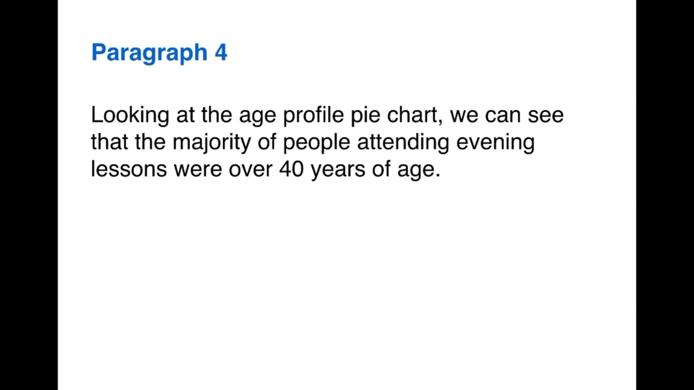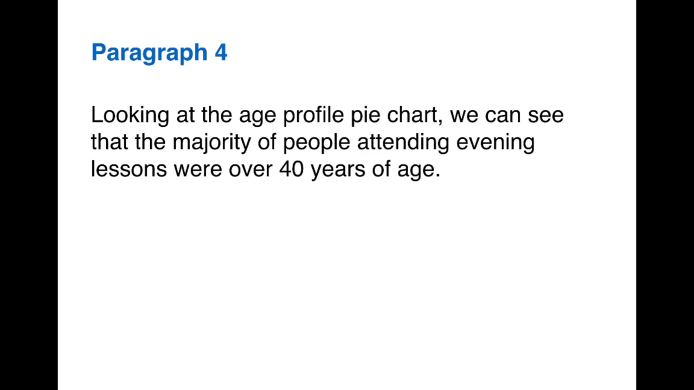Here's what I've written. Looking at the age profile pie chart, very similar to what I did in paragraph 3, we're telling the examiner what this paragraph is about. So this is clearly about the pie chart only now. We can see that the majority of people attending evening lessons were over 40 years of age. So over 40 means the last two age groups. There was 40 to 49 and 50 and over, so I've grouped them together.